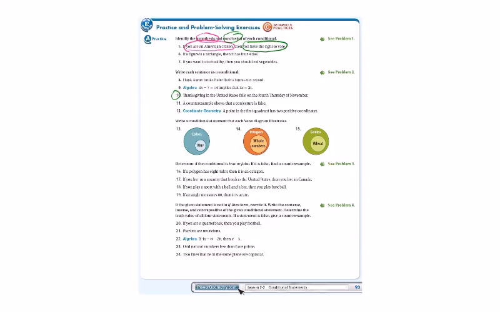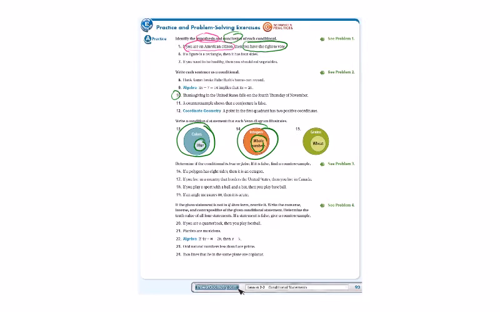Also remember Venn diagrams can be translated into conditional statements. If something is blue, then it has color. Or if a number is a whole number, then it is an integer, and so forth and so on.